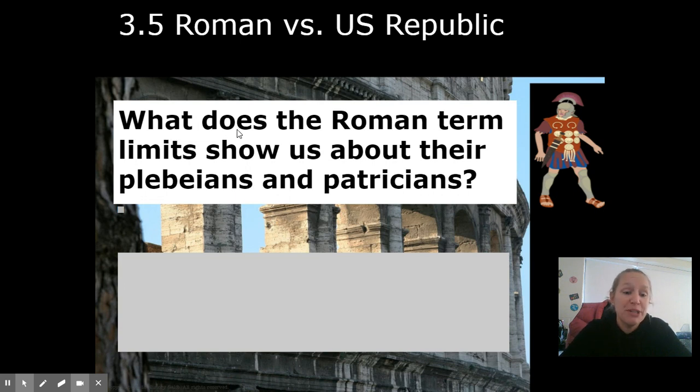What does the Roman term limit show us about their plebeians' and patricians' power? If you think about what positions plebeians can hold and what those term limits are, and what positions patricians can hold and what those term limits are, what does that tell you about Roman government and how they view both of these groups? All right, so think about that one and type your answer in that box.